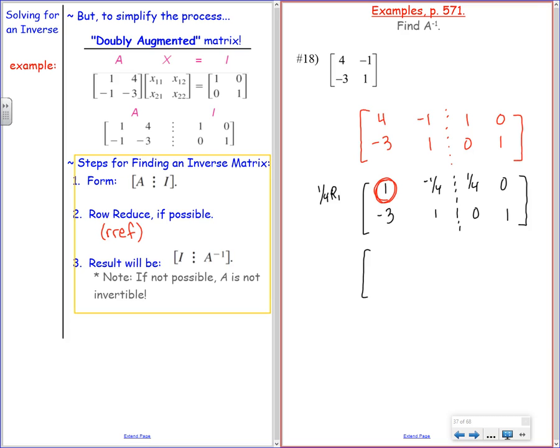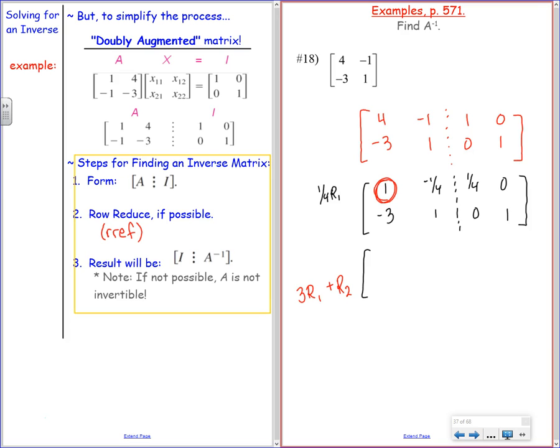I am going to add. I'm not multiplying, I'm adding. I'm adding to that guy. What do I need to add to that guy? 3. So how do I get a 3? Multiply row 1 by that 3.